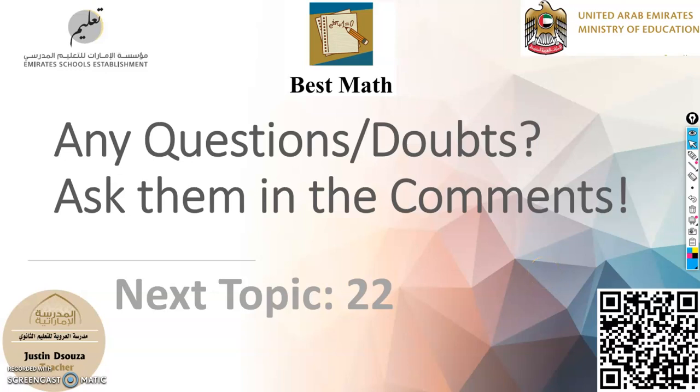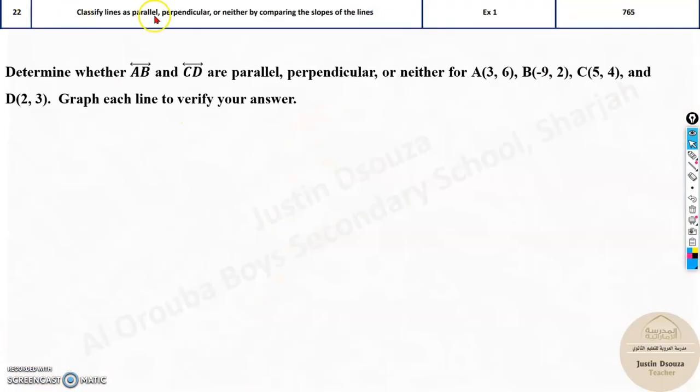The 22nd topic is on lines. It's about parallel lines, perpendicular lines, or neither based on the slopes. Now, they have mentioned just example one. That is only this example, the first example which I'm doing. But then I will also do perpendicular or neither just as extra. It will be example 2 and 3 of the same lesson.